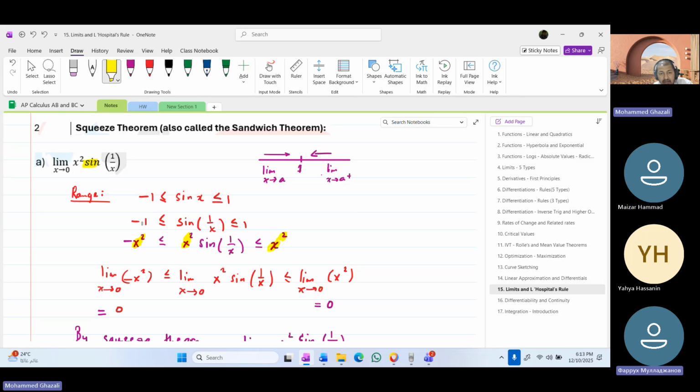Okay, so I multiply everything by x squared. Why not just leave the limit on both sides? No, I can't multiply x squared on both sides, because I need to solve this limit. How are you going to solve this limit? I need this limit to appear inside here. So I multiplied everything by x squared, then I multiplied everything by the limit as x approaches zero.